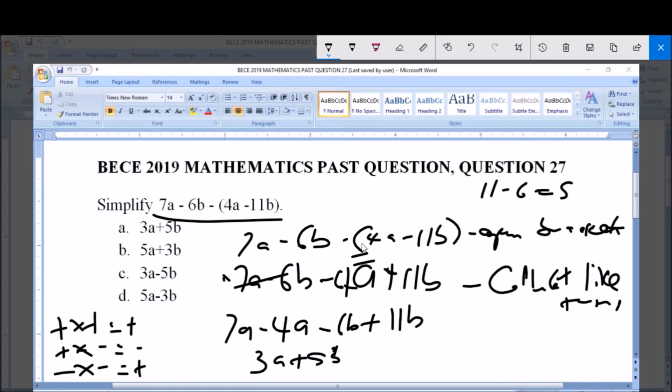Now let's go to our options. This 3a plus 5b is our answer. This is the simplest form by which this can be expressed. Option A says 3a plus 5b, and like you know, option A actually corresponds to our answer 3a plus 5b. So therefore we pick option A as our answer. So 3a plus 5b is our answer. A is our answer.